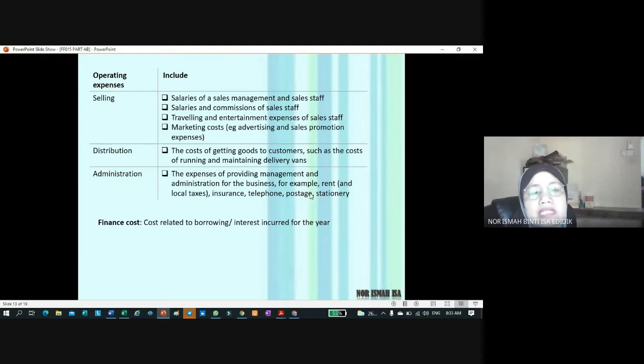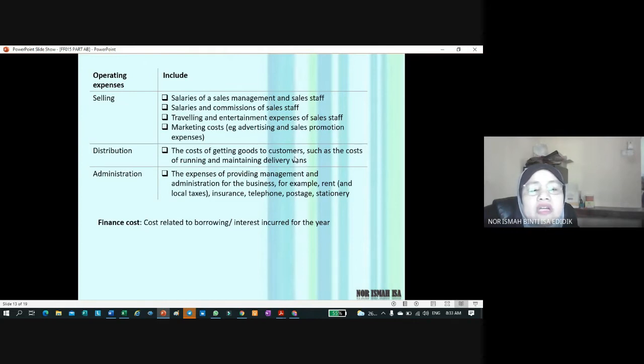So selling expenses, the expenses that fall under this category are salary of the sales management and staff, salaries and commission of sales staff. It means that everything related with the selling: traveling and entertainment expenses for sales staff and marketing costs, for example advertising and sales promotion expenses. So whatever expenses related with the selling, we call that under selling expenses. As distribution, maksudnya kita nak bawa barang keluar. Distribution cost is the cost of getting goods to the customer, such as cost of running and maintaining the deliveries.